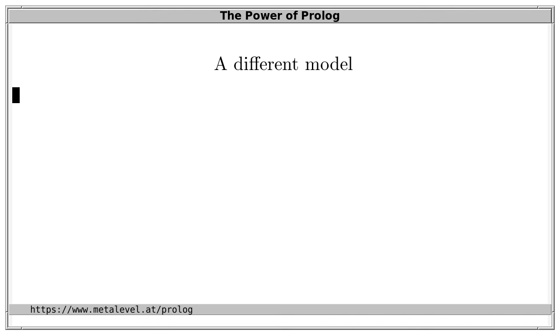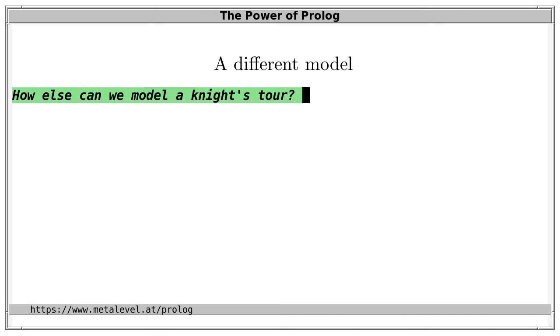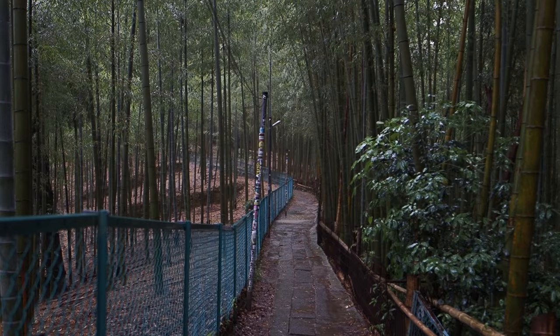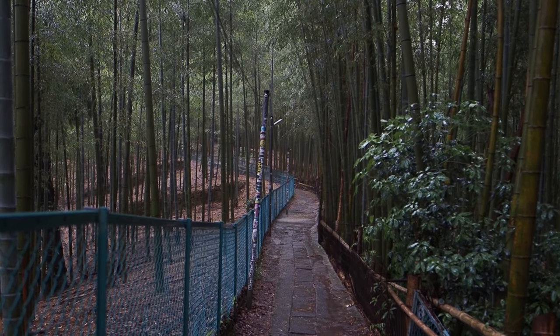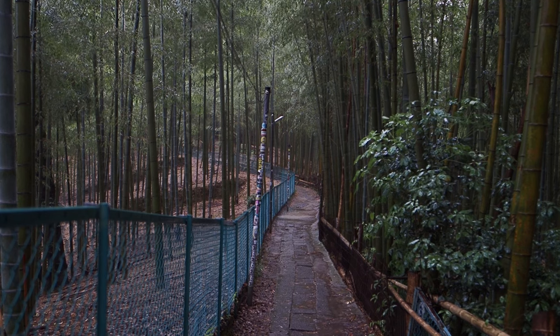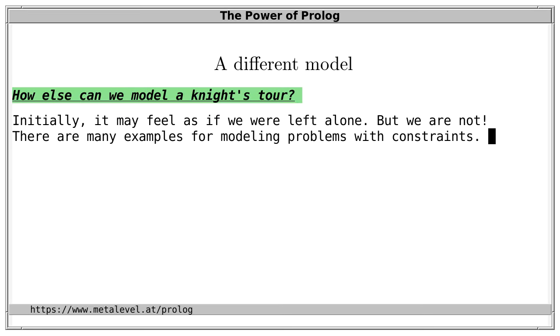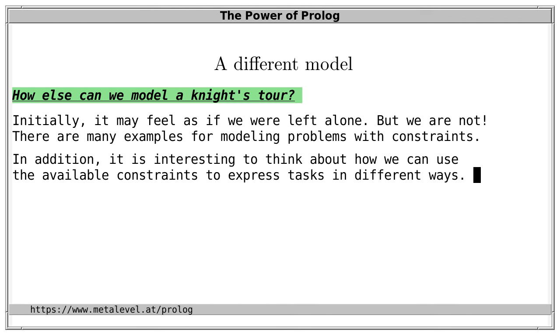Now, let's think about it. How else can we model a knight's tour? And initially, it may feel tough. We may think that we are left alone with this question. But we are not. There are many examples for modeling problems with constraints. We can study them and use them for guidance. And also, it's really interesting to think about it.